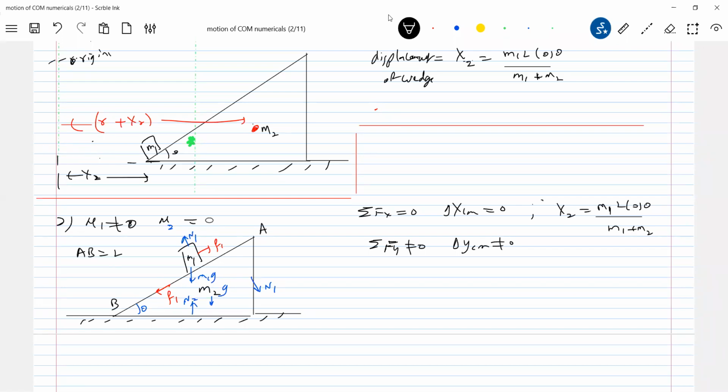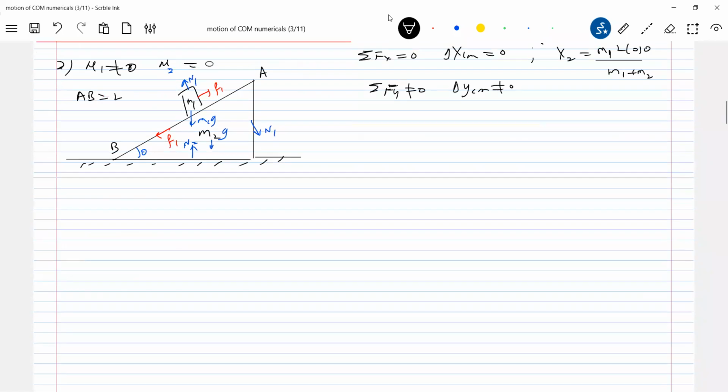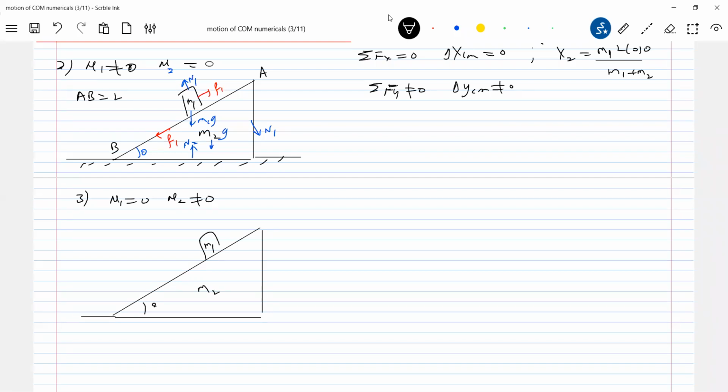Okay, so you have to take situations, problems of these kinds, rough and smooth, in every numerical. If smooth is there, make it rough. If it is rough, make it smooth, then analyze it. And now if both are rough, or select mu1 0, mu2 non-zero. What do you mean by mu2 rough? So this surface is rough.